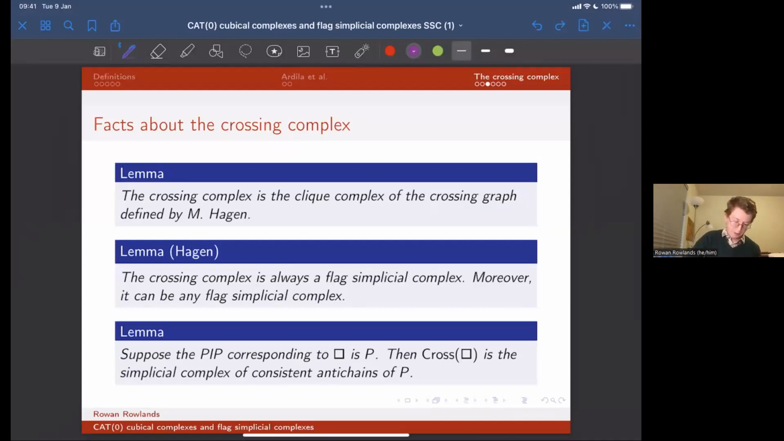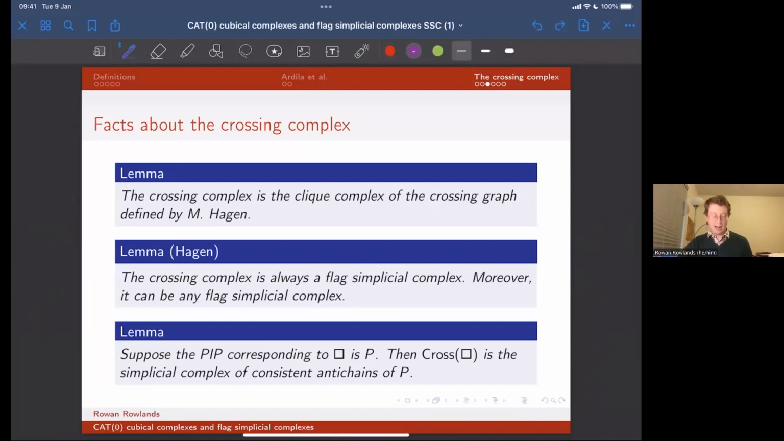Okay, then this second lemma on this page, I'm also attributing to Hagen because it's essentially Hagen's observations, but phrased in simplicial complex language. So the crossing complex is not just any simplicial complex. It turns out that it will always be a flag simplicial complex. So that's the connection between flag and CAT0 cubical complexes from the title of the talk. But flagness is the only restriction on crossing complexes. Any flag simplicial complex does appear as the crossing complex of some CAT0 cubical complex.